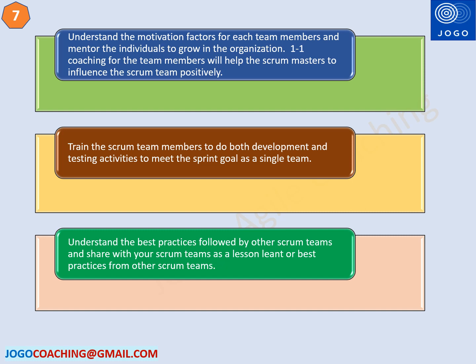The next best practice is related to building a cross-functional team. Provide training to the Scrum team to do both development and testing activities to meet the sprint goal. The team should have the capability to do all the technical work to meet the sprint goal. With this approach, the team will become a cross-functional team.